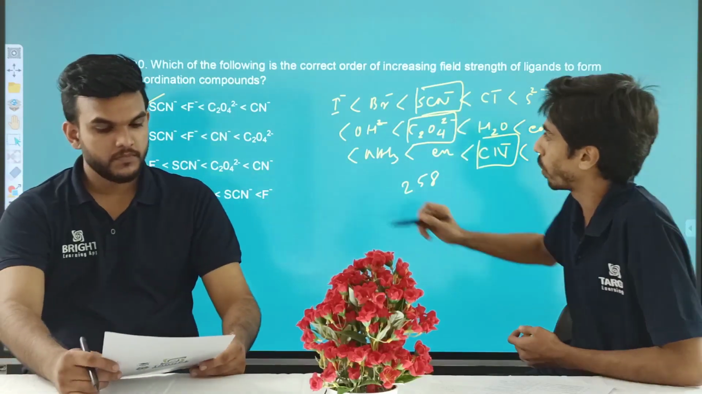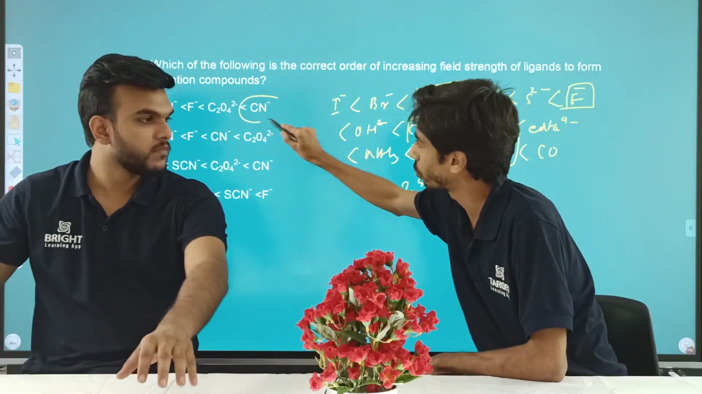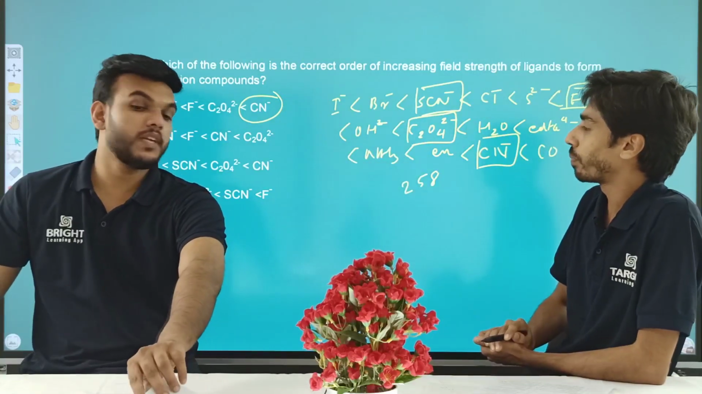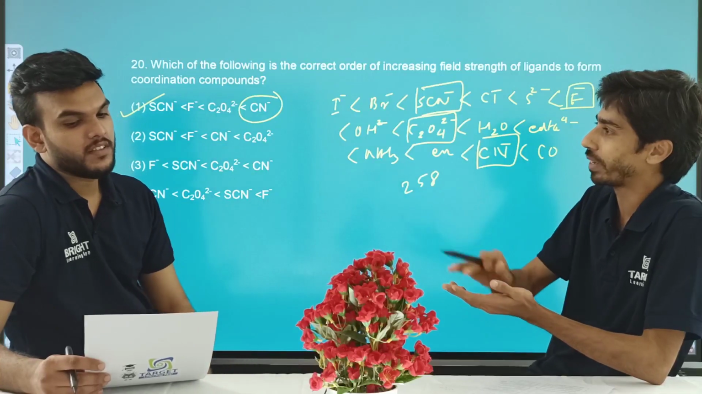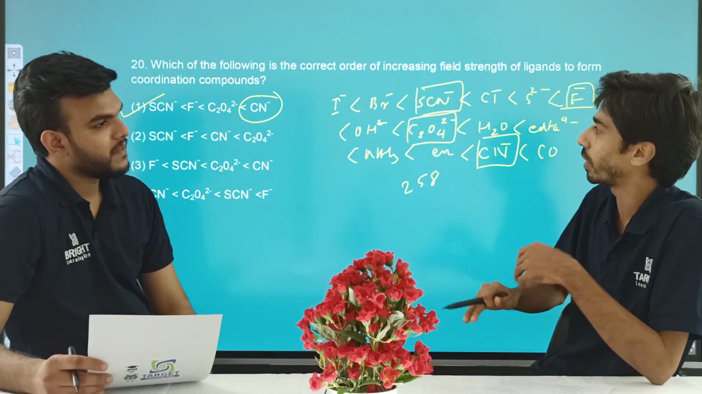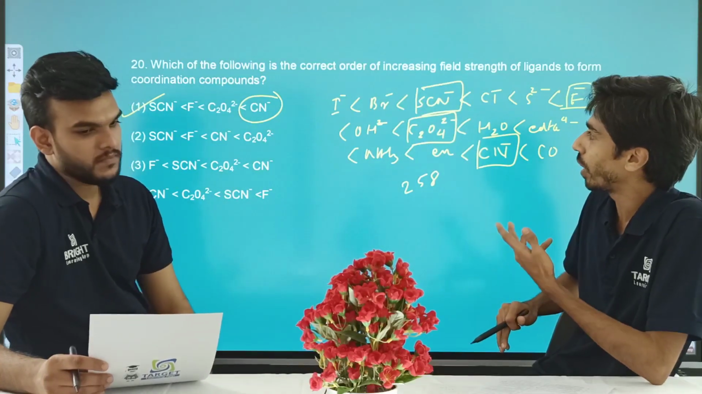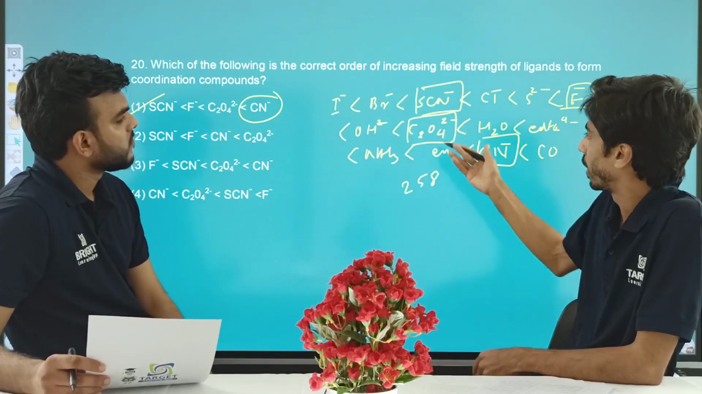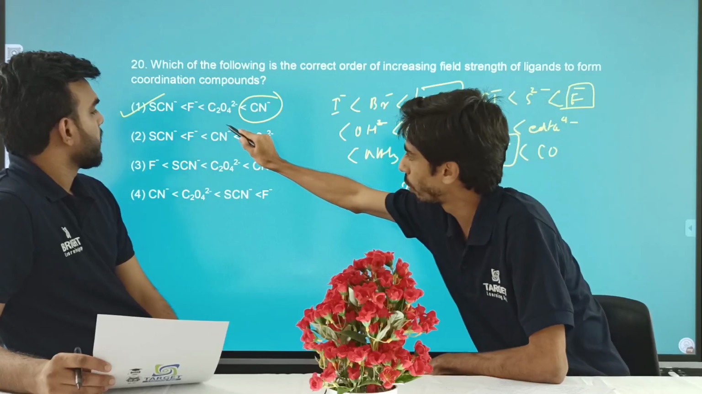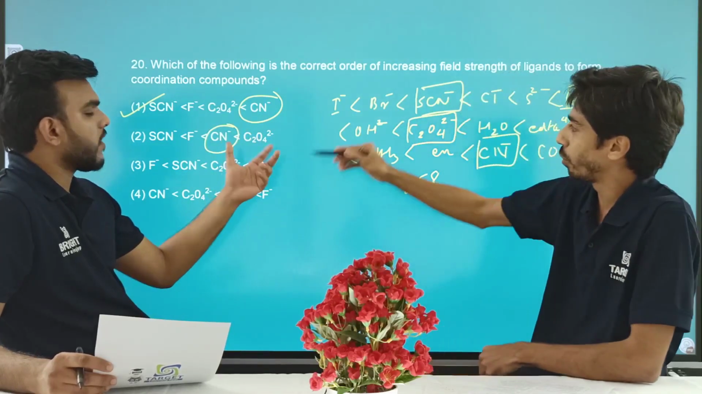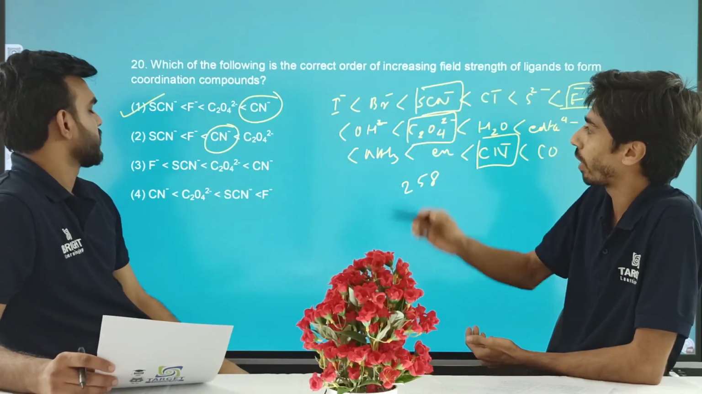And students might know that CN minus is a strong field ligand. We always study that concept in that chapter. They should know it in order to identify the splitting level, whether it is a strong ligand or a weak ligand. So CN minus, CO, ethylenediamine, NH3, all these are strong ligands. So definitely CN minus will not come inside. Oxalate has higher energy.